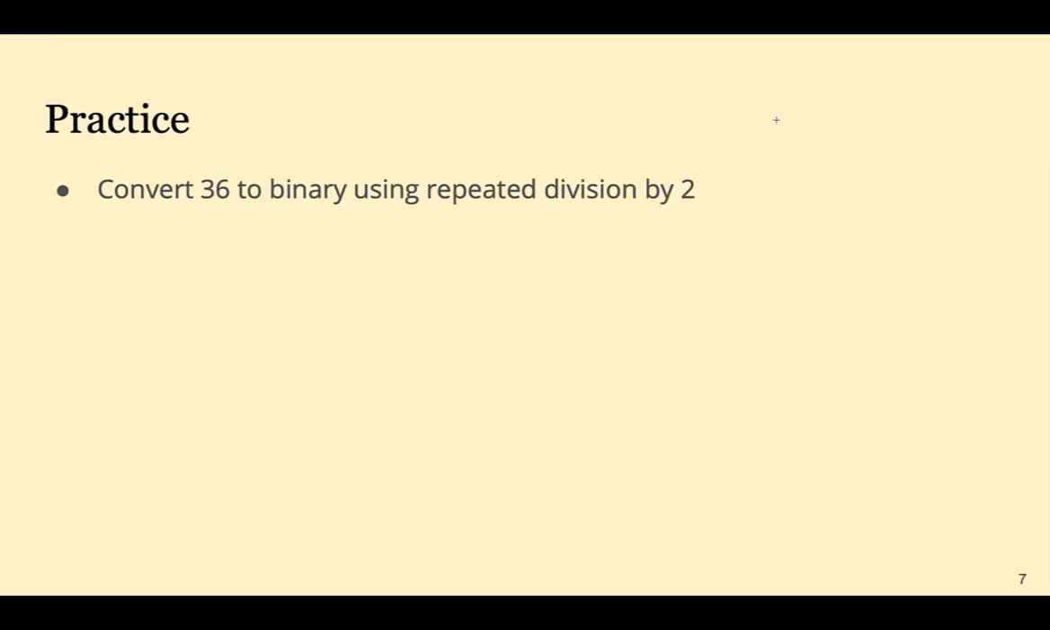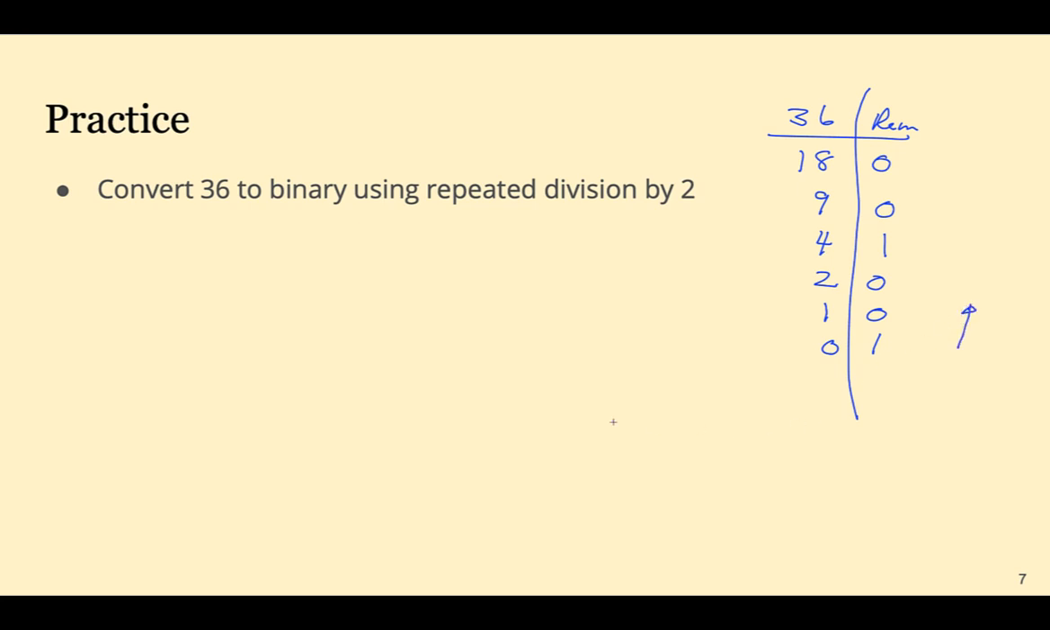All right, let's practice that on a different number. 36 divided by 2 is 18, remainder 0. 18 divided by 2 is 9, remainder 0. 9 divided by 2 is 4, remainder 1. 4 divided by 2 is 2, remainder 0. 2 divided by 2 is 1, remainder 0. And 1 divided by 2 is 0, remainder 1. Reading our numbers from bottom up, we get 100100.